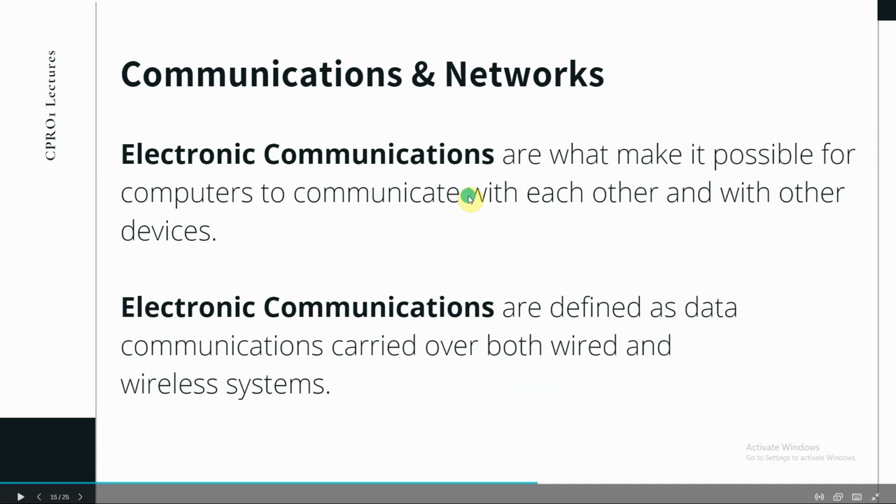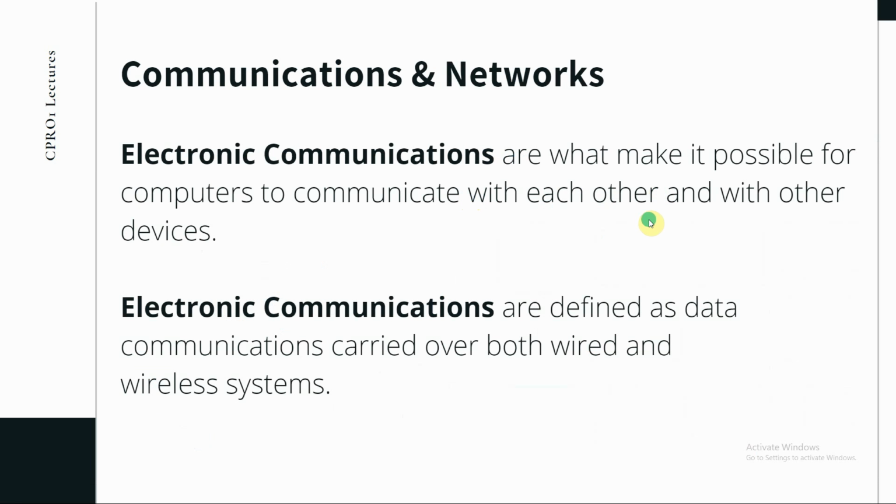And next, communication networks we define as electronic communication, which makes it possible for computers to communicate with each other and with other devices. So what we're doing now is basically an example of electronic communication. We define it as data communication carried over both wired and wireless systems. In this setup, we also use a combination of wired, no? For example, using a modem from your home, it connects directly, like PLDT, which has wires placed along the electric posts.